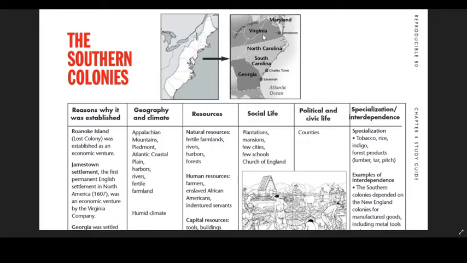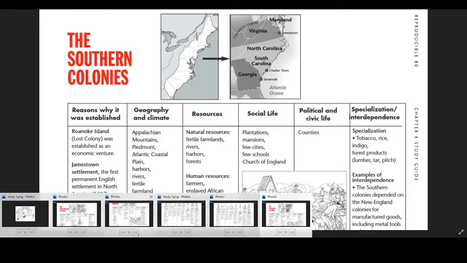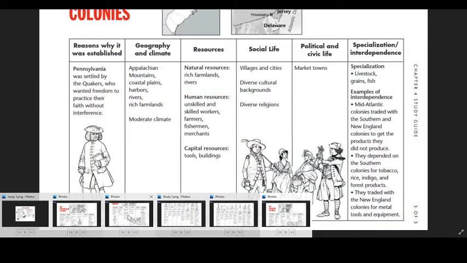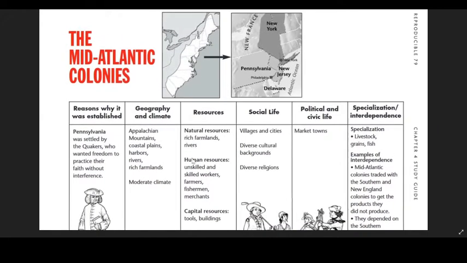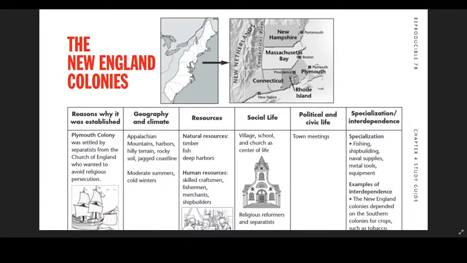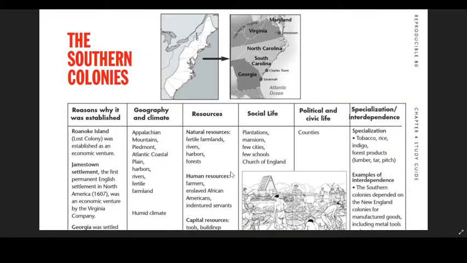That would be Maryland, Virginia, North Carolina, South Carolina, Georgia. And let me just recap that the Mid-Atlantic are New York, New Jersey, Pennsylvania, Delaware, and anything above New York is New England, and that would be Connecticut, Rhode Island, Massachusetts, New Hampshire. All right, so let me go back to the southern.